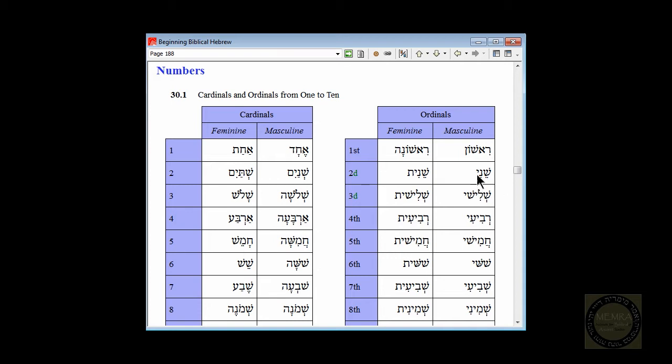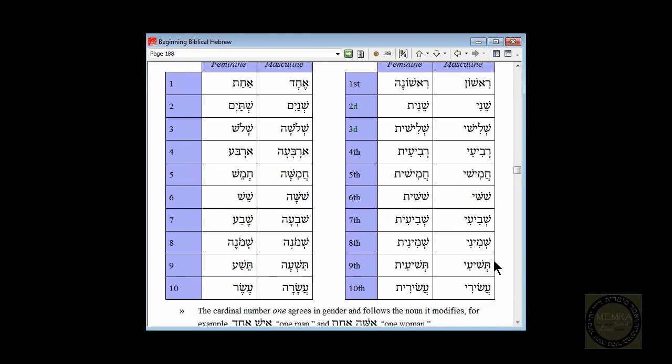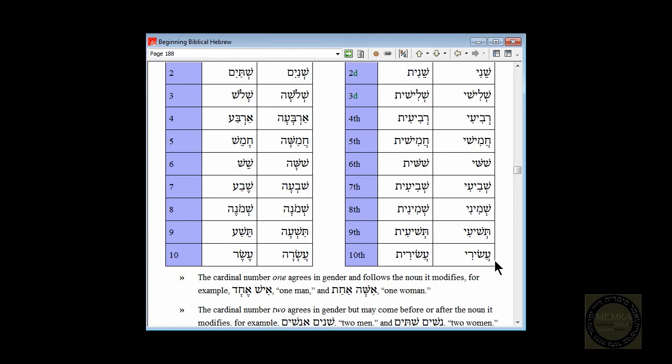They're going to end with yod, the hireq yod. Be aware that sometimes in my digital version here there's a typo. There's a hireq missing here from shelishi. So just be aware of that. That happens periodically. I'm not sure why in the digital version. But in the feminine, it will end with tav, like we would expect with feminine forms. So just give this a read through. Again, if you know the numbers from your vocabulary already, this will really not be a problem.